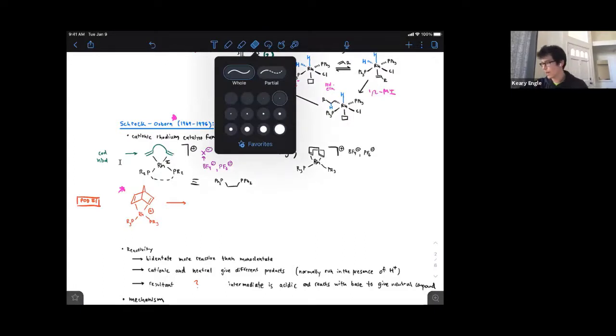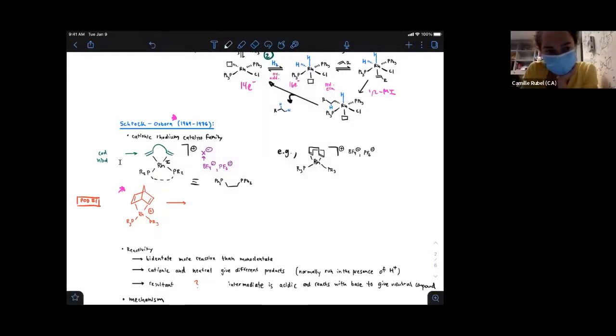So what do we expect might happen, Camille? Will the alkene ligand dissociate, the norbornadiene? Okay, let's think that through. After it would dissociate, the norbornadiene would associate, then what would happen? You could do oxidative addition, or you could coordinate your alkene of interest.